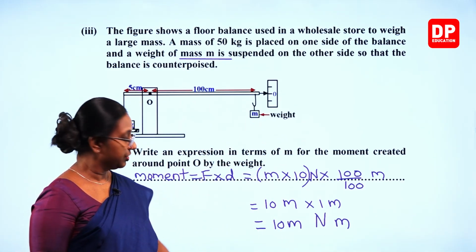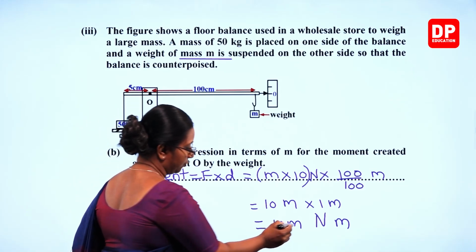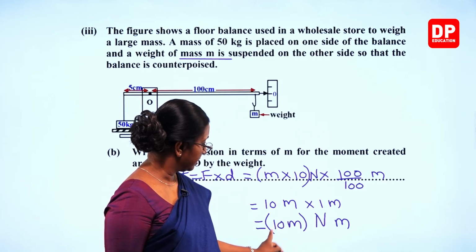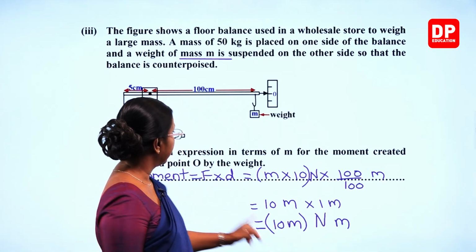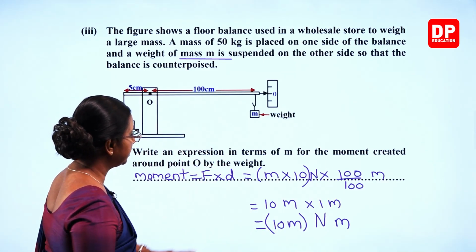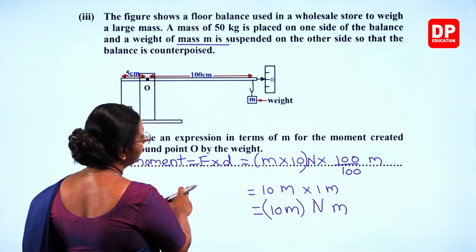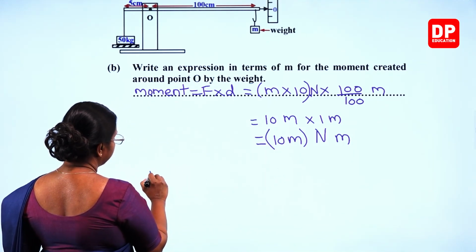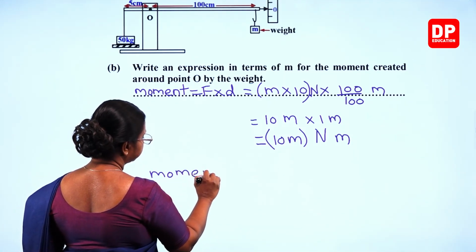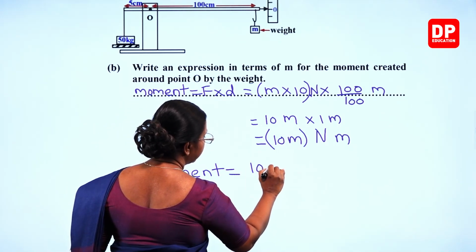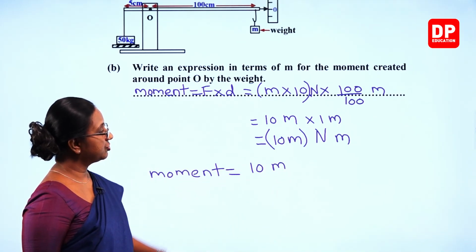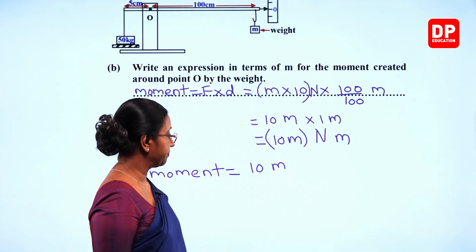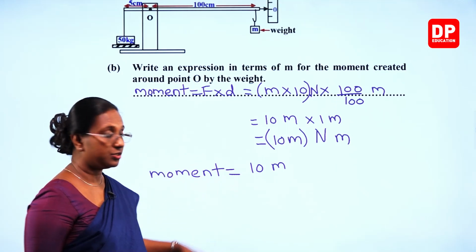Is that clear? So this 10 m is the value, not a unit. 10 m Newton meter. They have asked you to write an expression in terms of m for the moment created around point O. So there, the answer you can write: moment equals 10 m. You don't have to show the unit. It's only the expression they need. So 10 into m. You can write it as 10 m or 10 into m.